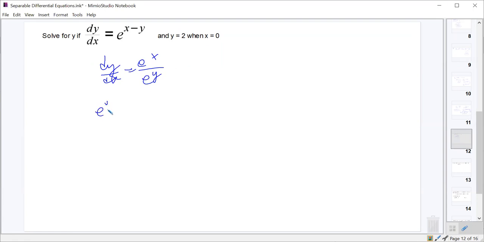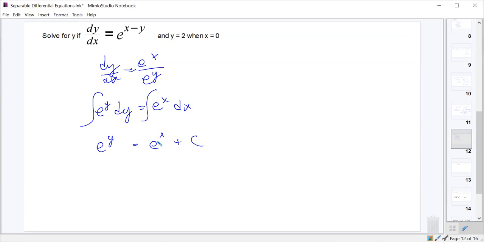Okay, so now we can separate the variables. We'll bring the e to the y over. E to the y dy equals e to the x, and we'll bring the dx over. So e to the y dy equals e to the x dx. Good or no? Good. Okay, and then we will just integrate both sides of it. So what's the integral of e to the y dy? E to the y. And what's the integral of e to the x dx? E to the x. And we need to add a constant to just one side of it is good enough. So we'll just add it to the side with the e to the x.